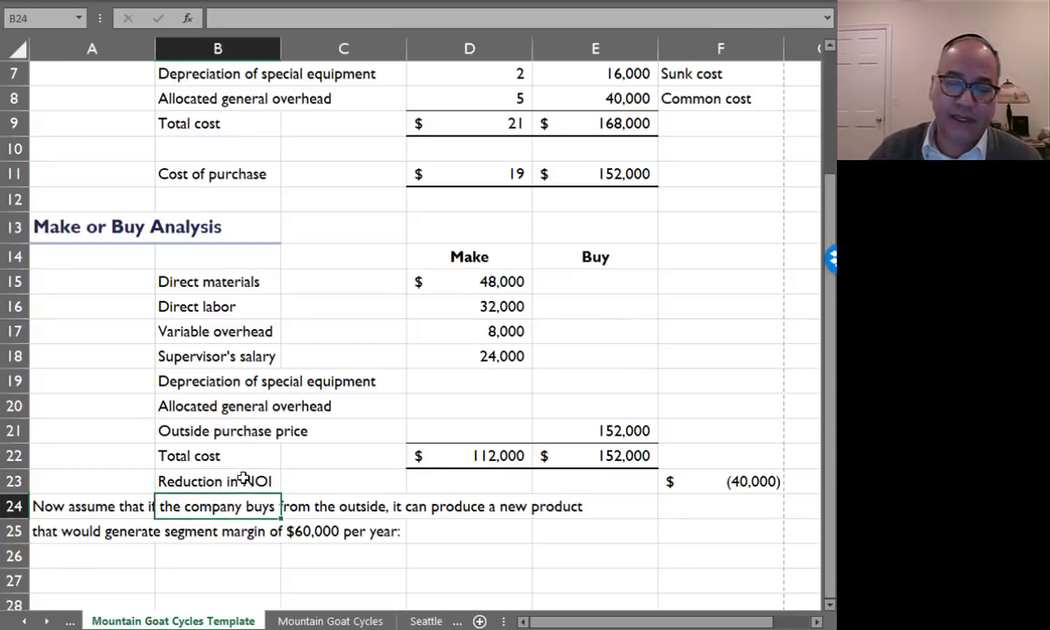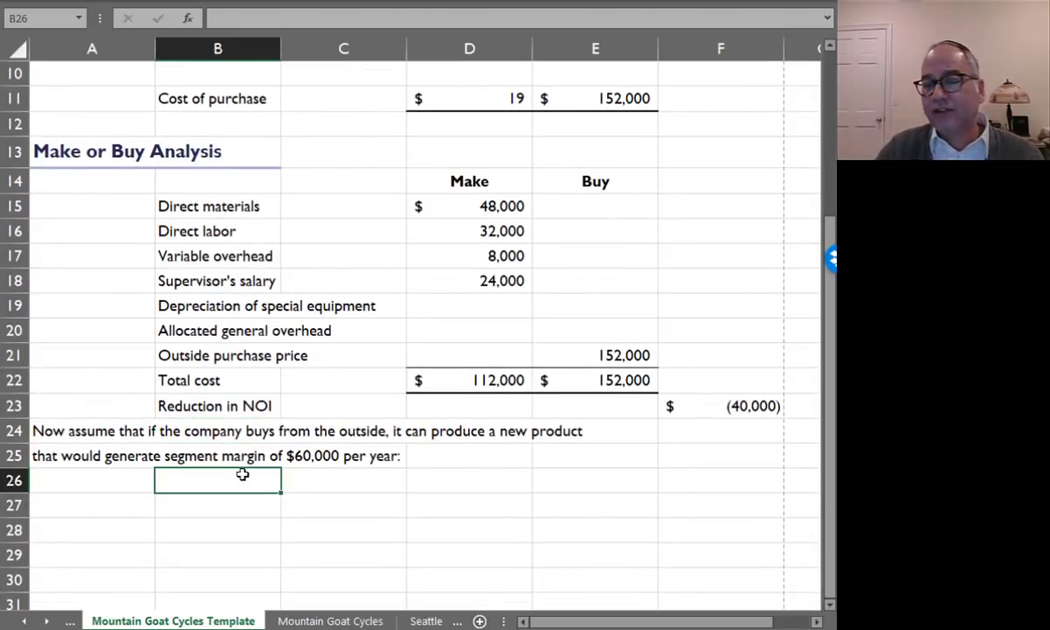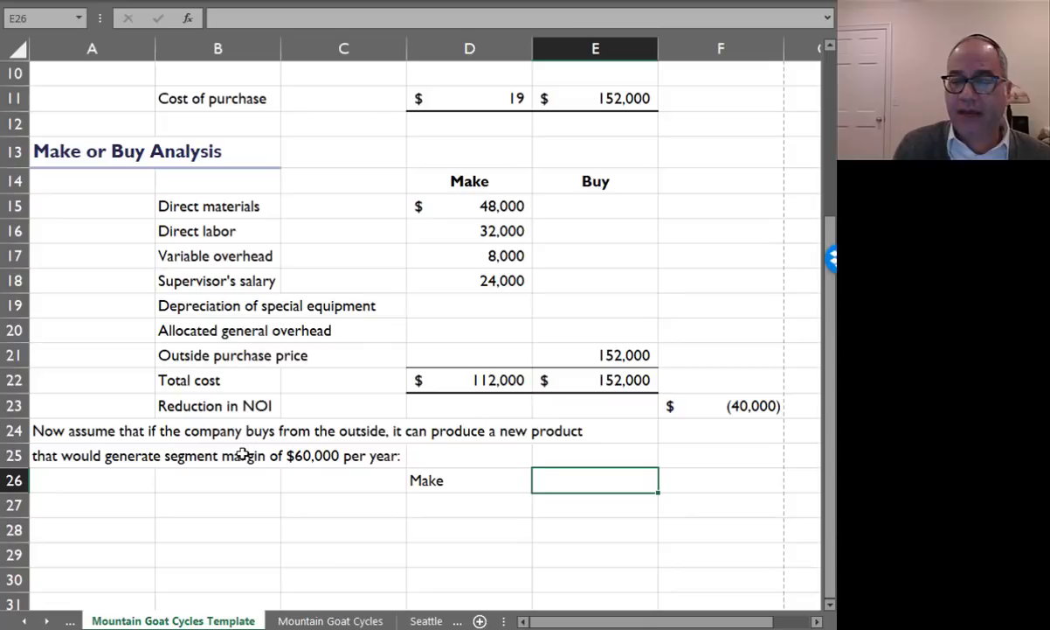Now let's try something different. What if the company buys from the outside and then it uses that factory space to make a new product that's going to generate segment margin of $60,000 a year? So then we've got make or buy.